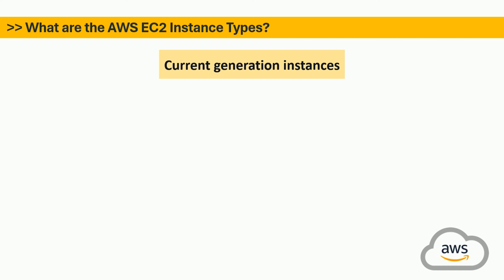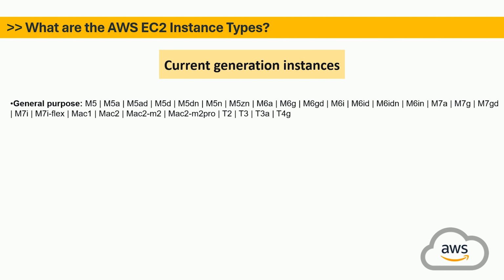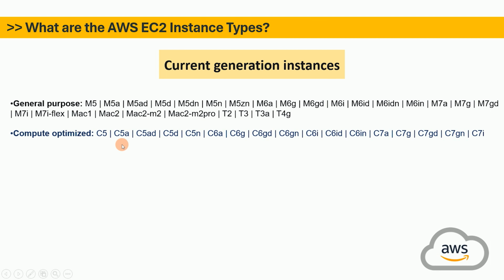Current generation, and this is the instance type which AWS encourages the customer to use. And here are few general purpose instance types: M5, M6, Mac1, Mac2, T2, T3, T4. So basically general purpose simply indicates it will have both the parameters, memory and CPU, in proportion. So general purpose can be done with this. And now compute optimized: C5, C5a, C6, C7a.